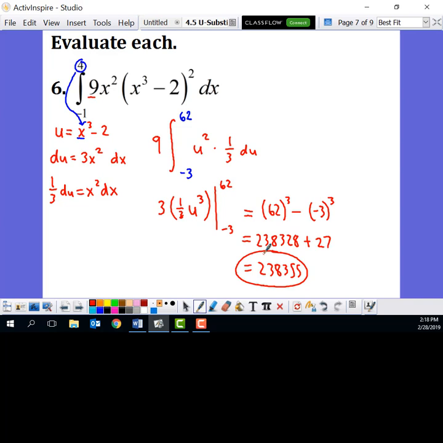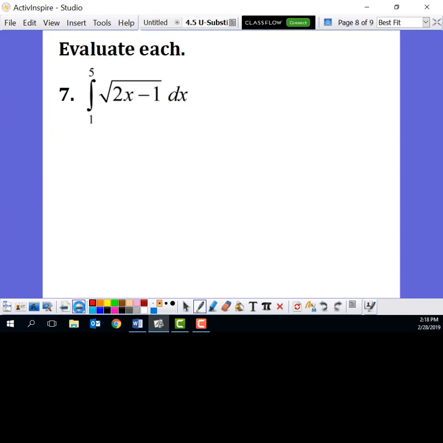This really isn't that bad, especially if we adjust our upper and lower bound. It makes the substitution pretty easy at the end. All right, next problem, number 7. Evaluate each. All right. So we're going to set u as 2x minus 1, and we're going to make du 2 dx. Divide both sides by 2, and we get 1/2 du equals dx.